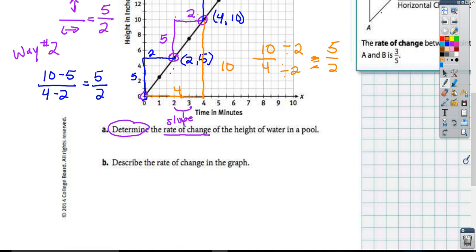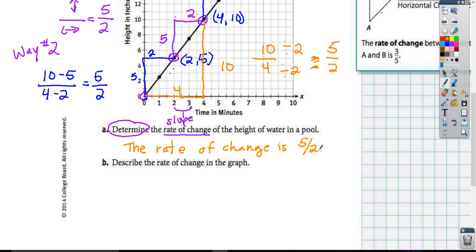All right, we're going to write this in a nice sentence when we're answering it. So we're going to write the rate of change is 5 over 2. It just says describe the rate of change in the graph.